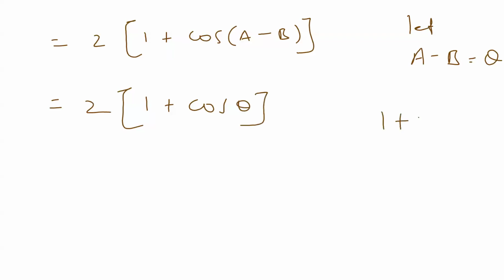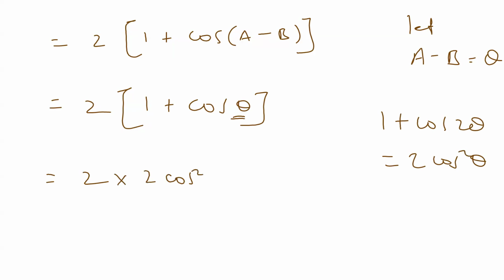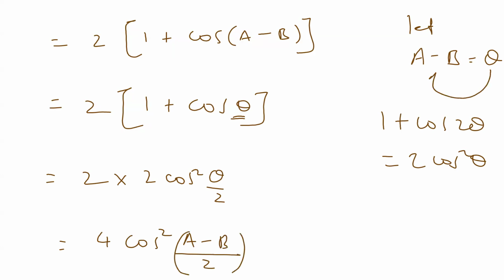Now we have this formula: 1 plus cos 2 theta is equal to 2 cos square theta. So 1 plus cos theta will be 2 cos square, half of theta, which is theta by 2. So this will be 4 cos square. We have taken theta as A minus B, so replace it with A minus B. Theta is A minus B, and this is equal to your RHS. You can try question number 23, sub question 2 for self study. Okay, similar it is.